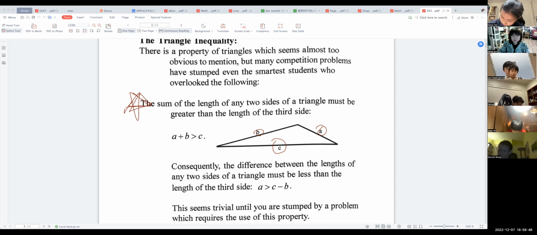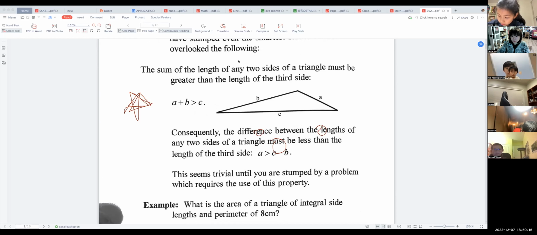Okay, so if you copy this one, there is another one that is very important: the difference of any two sides must be less than the third side. Okay? 两条边的差, so the difference between the lengths of any two sides of a triangle must be less than the length of the third side. Okay, so please copy this down.